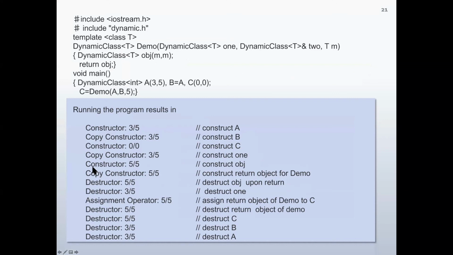Then comes here a call to the copy constructor, which constructs the return object for demo. Obj here has values 5 and 5 as the member values. Because of that, the return object is created with values 5 and 5. And then we come to the end of the function demo. Whatever is declared here will be destructed upon return. Here this one is created by the copy constructor.